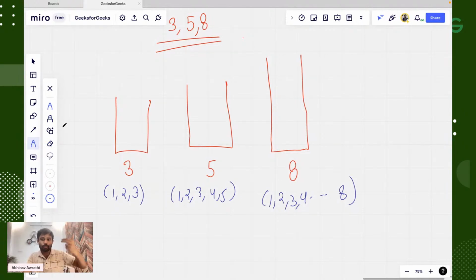For placing balls in the first bucket, the number of ways is 3. Let's come to the second bucket. How many ways are there to place balls in the second bucket? Can anyone tell me the number of ways to place balls in the second bucket?